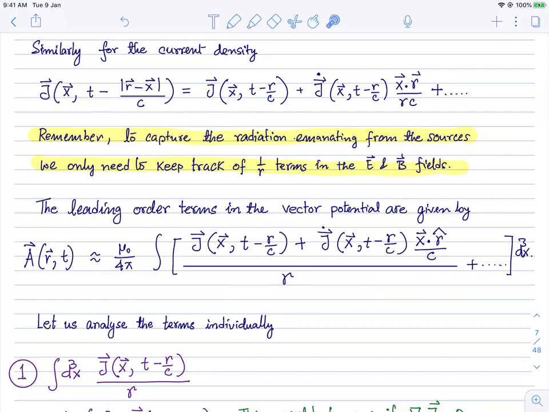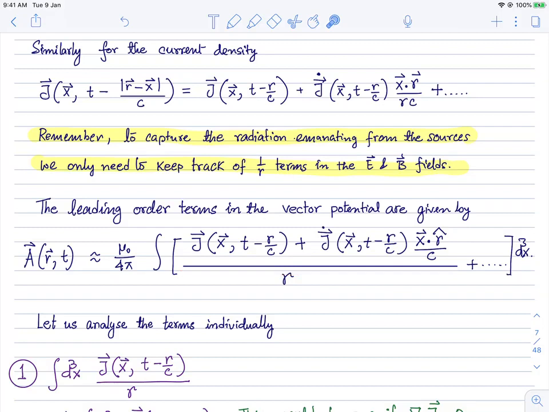Of course, you can say that there are other terms in this expansion which also go as 1 over r. Those terms can also be present, but at the moment we are not considering them. I will tell you in a while what justifies throwing away those terms. But for the moment, let us just focus on the first two terms.